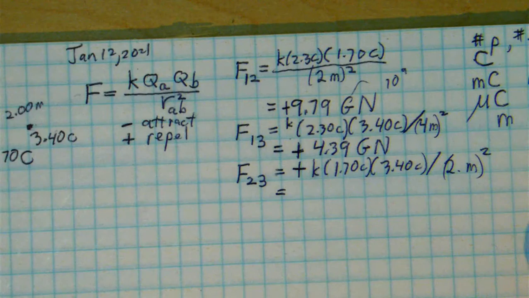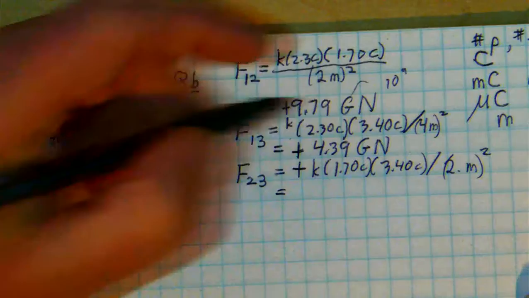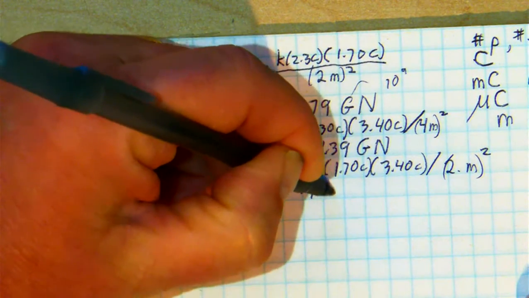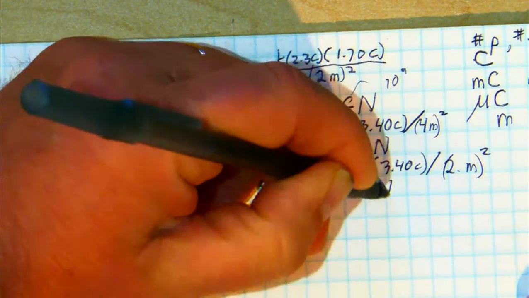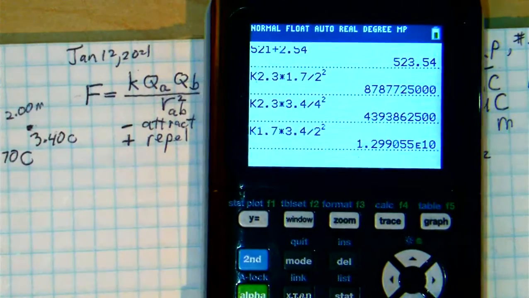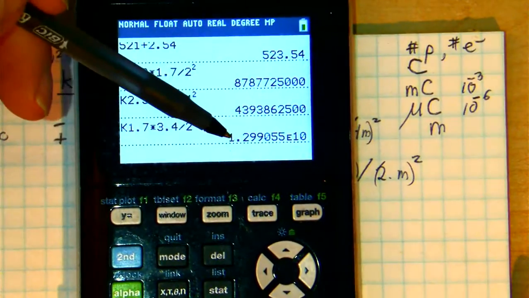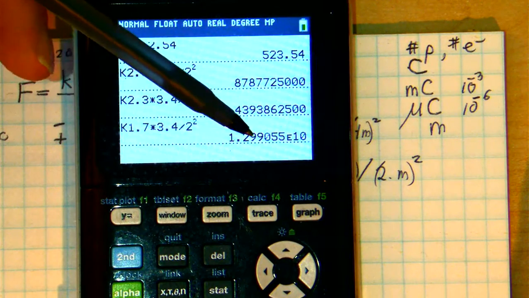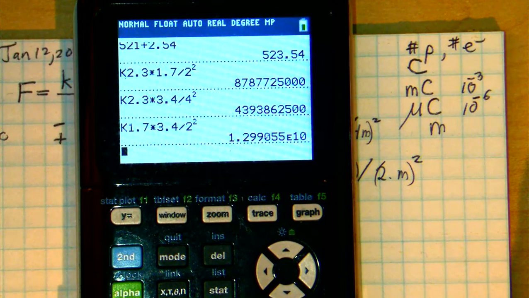All right, the calculator says K times 1.7 times 3.4 divided by 2 squared. I get positive 13.0 giganewtons. My calculator switched to scientific notation. It displayed 1.299055 times 10 to the 10th power, which I know is 12.99 times 10 to the 9th power, and with 3 sig figs, that goes up to 13.0 giganewtons.